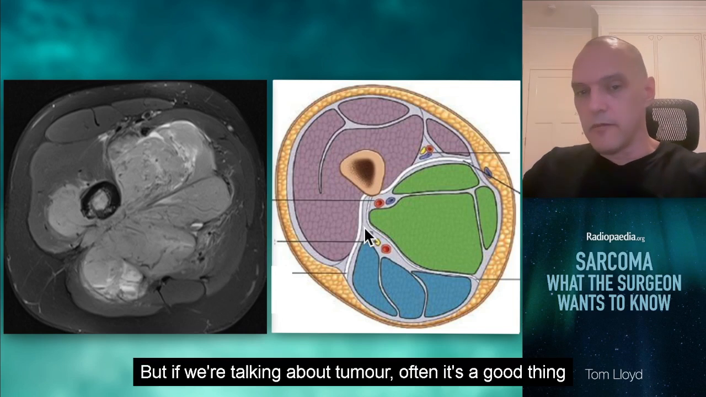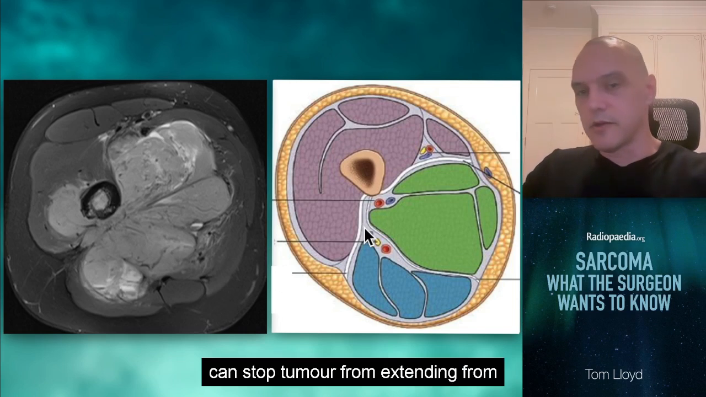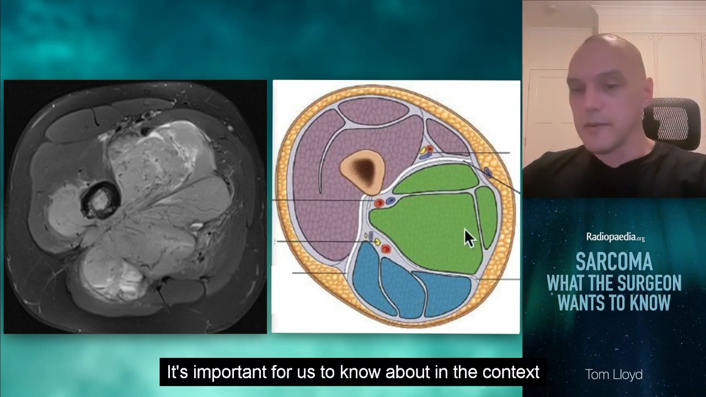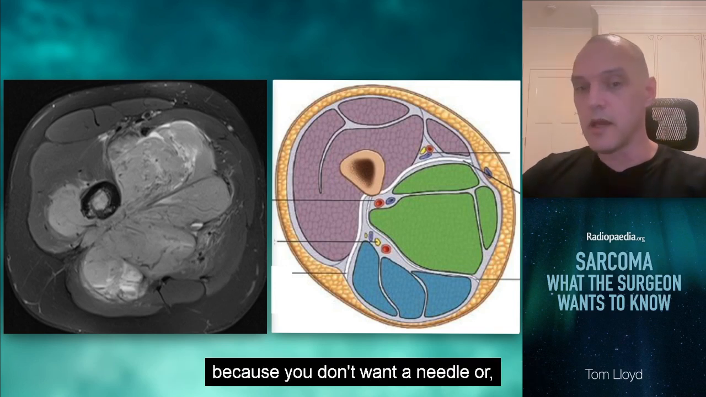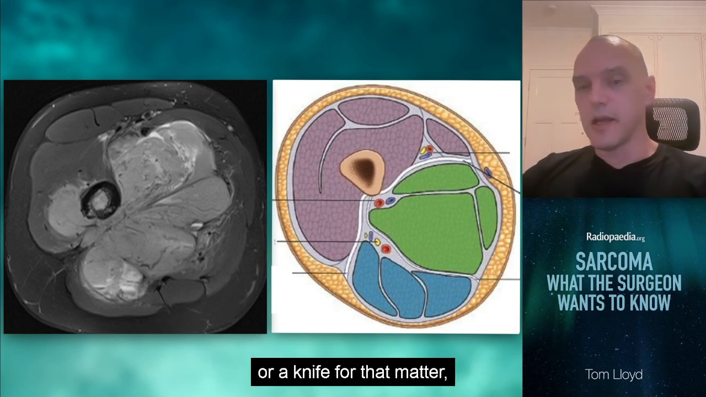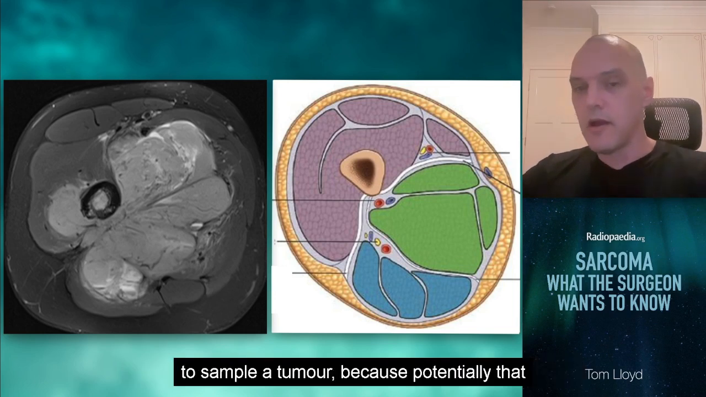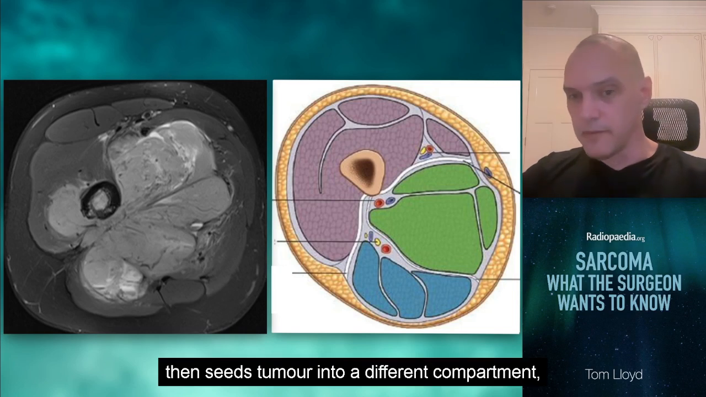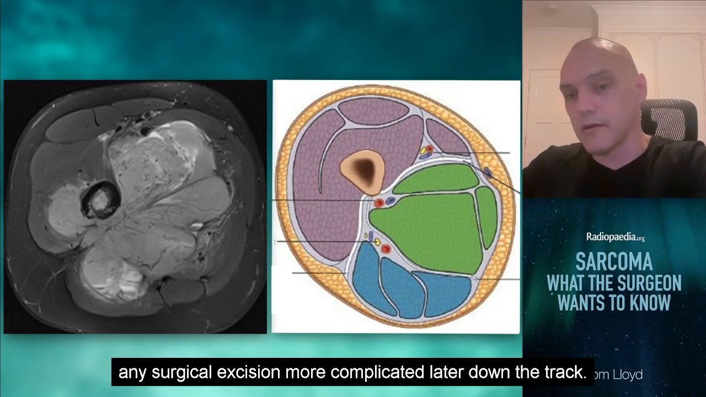But if we're talking about tumour, often it's a good thing because those boundaries can stop tumour from extending from one compartment to another. It's important for us to know about in the context of anything that we might biopsy as well, because you don't want a needle, or a knife for that matter, but a needle to traverse compartments when you're trying to sample a tumour, because potentially that then seeds tumour into a different compartment, making any treatment, any surgical excision more complicated later down the track.